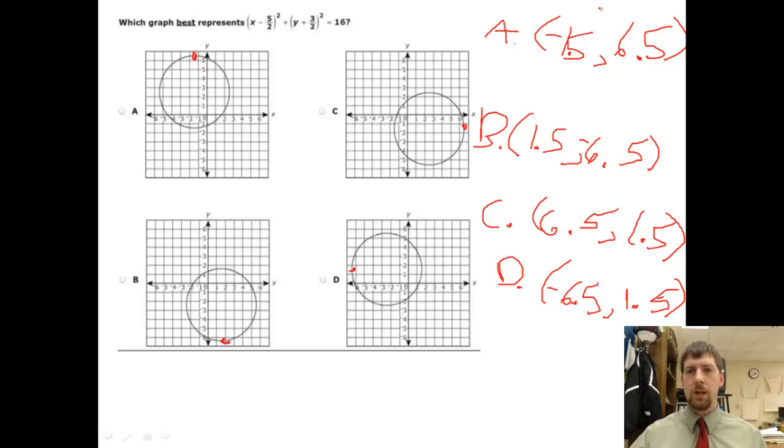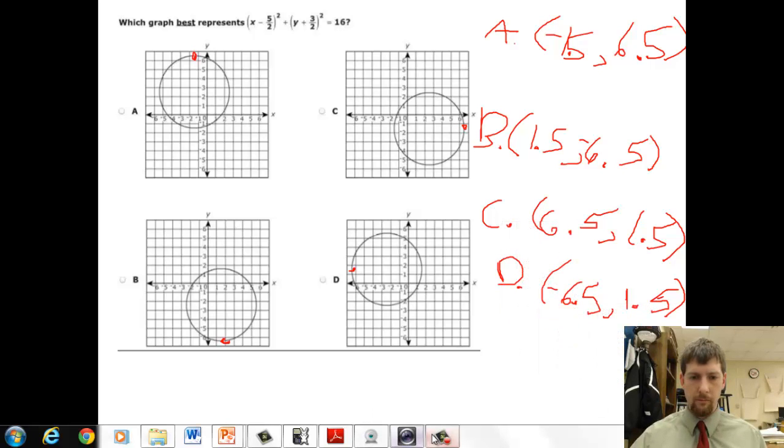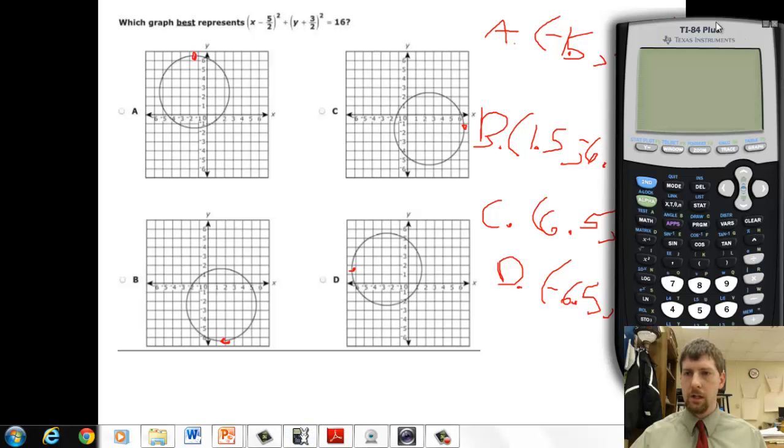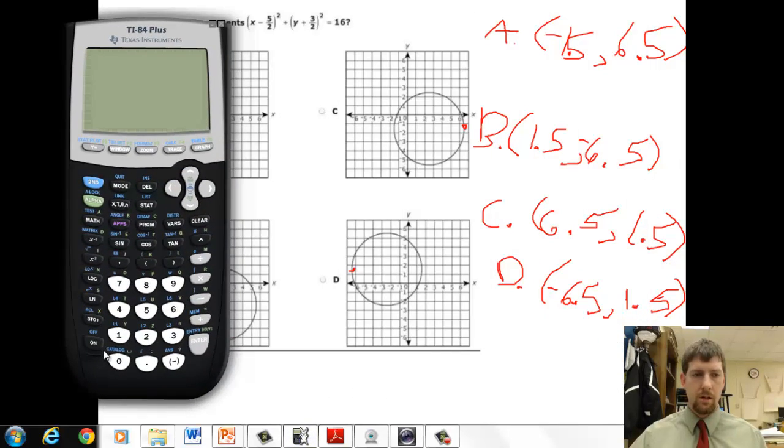Now what I'm going to do is key each of these points into my equation, and whichever one gives me 16, or the closest to 16, will be the correct one. Because remember, these points may not be exact. This may be over 6.4, so I'm just approximating it. So we're going to grab the calculator here, and we're going to key these points in.